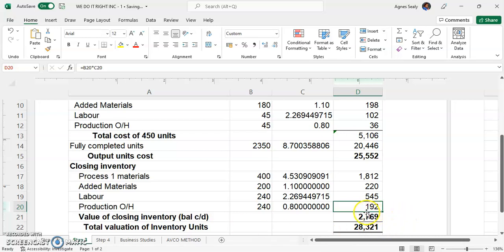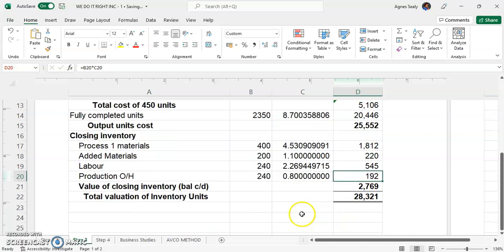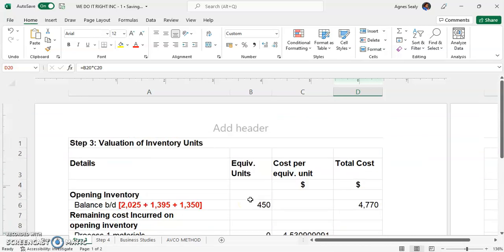The value of our closing inventory then is 1,812 plus 220 plus 545 plus 192, which gives us $2,769. So when we add the $2,769 to the output unit cost of $25,552, we get a total valuation of our inventory of $28,321.